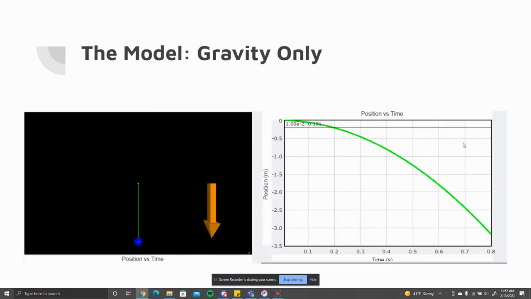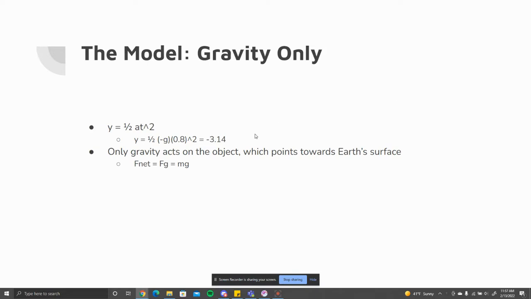The model for gravity only shows obviously one force acting upon the object, right? Gravity pointed downwards, and as you can see, the position versus time graph shows that it just accelerates downwards, and it does that for all models, obviously, but this one does it faster, as you can see from the calculations. I use delta x equals v naught delta t plus 1/2 a delta t squared.